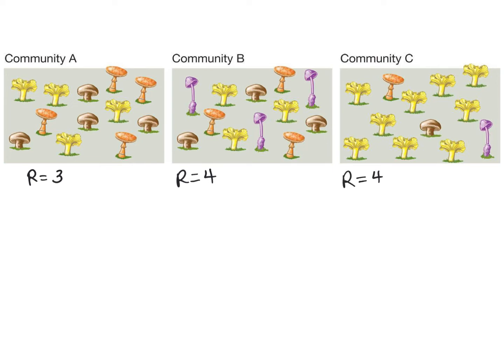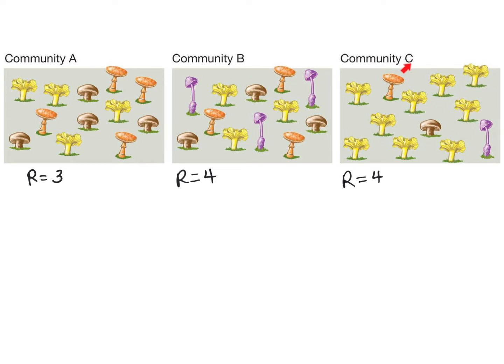So based on what we know so far, we would say that community A has the lowest richness, which is just simply the number of species. Now, all of these communities have 12 individuals in the community. But we want to compare community A to community B. Based on the richness, community B is more diverse, simply because it's got more species than community A. However, richness alone is not the only component of diversity.